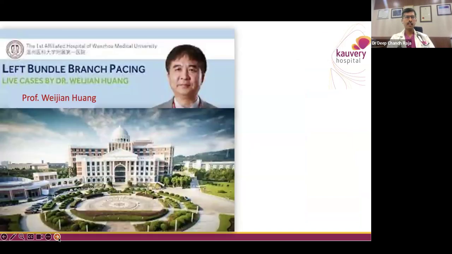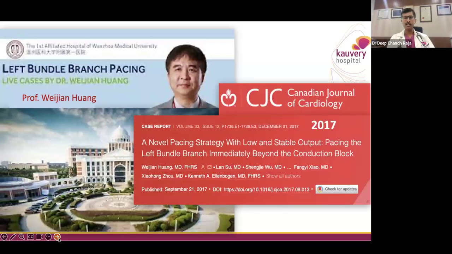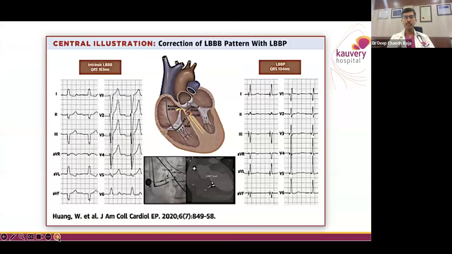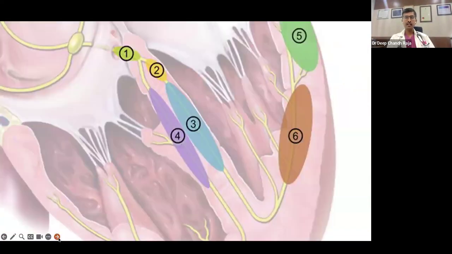Then in 2017, Huang came with a landmark paper from China, with a novel pacing strategy: it is not necessary to capture the His bundle. You can capture the left bundle branch just beneath the His bundle if you place the lead a bit deeper into the septum. That was the second introduction of conduction system pacing, given by Huang, that you can go a bit deeper into the septum where you will be able to capture the left bundle branch. In fact, his patients were heart failure patients where he wanted to correct left bundle branch block with left bundle branch pacing. That's how the second phase of conduction system pacing started.